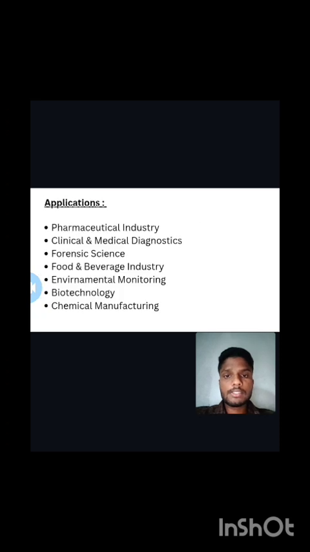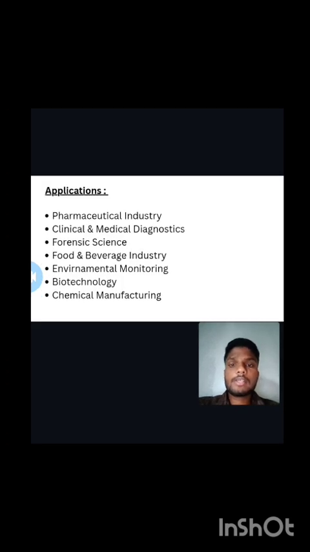And next one is applications of specificity. First one is pharmaceutical industries, in drug purity testing and stability studies, etc., and clinical and medical diagnosis in disease diagnosis. For example, measuring specific quantities of lithium in blood using ion selective electrodes.